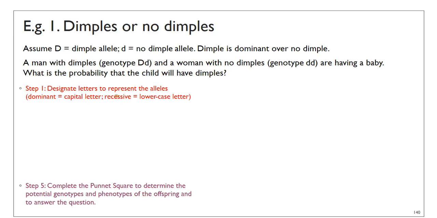This has already been done for us, so we already know that capital D represents the dimple allele and lowercase d represents the no dimple allele. If this is not given to you, then you have to start with that.